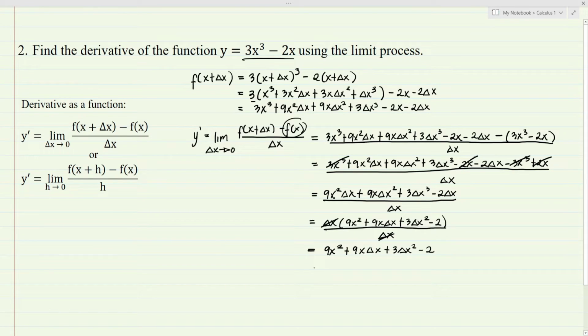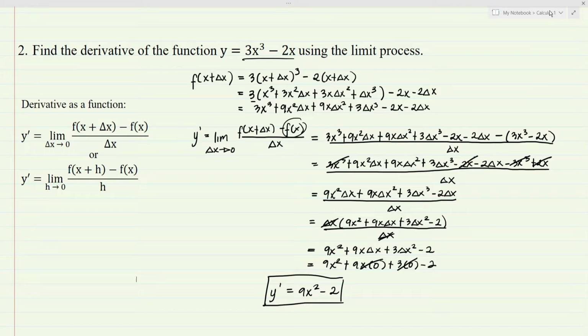The final step here is to evaluate or solve for its limit as delta x approaches 0. And to do that, I would just have to substitute delta x with 0. So I will have here 0 and 0. So the final answer here, or the derivative here, would be 9x squared minus 2.